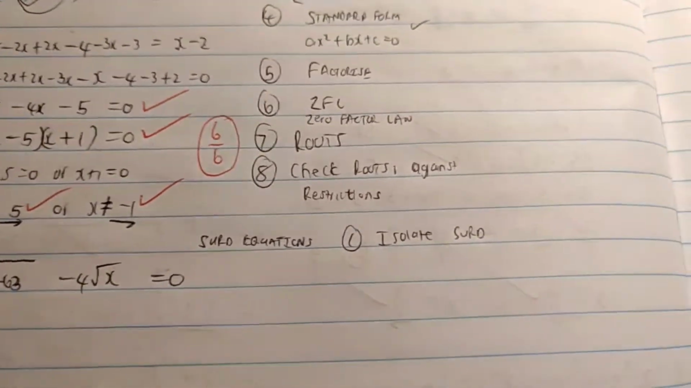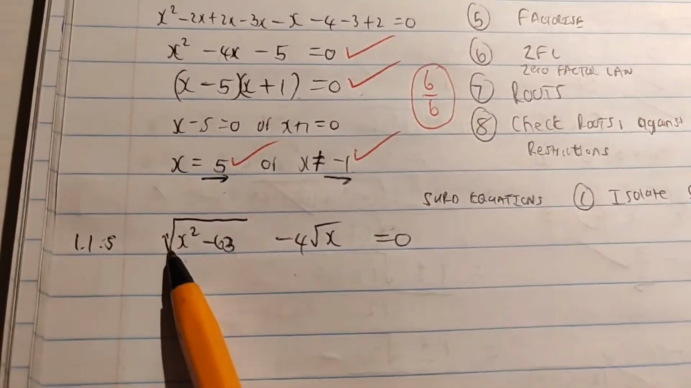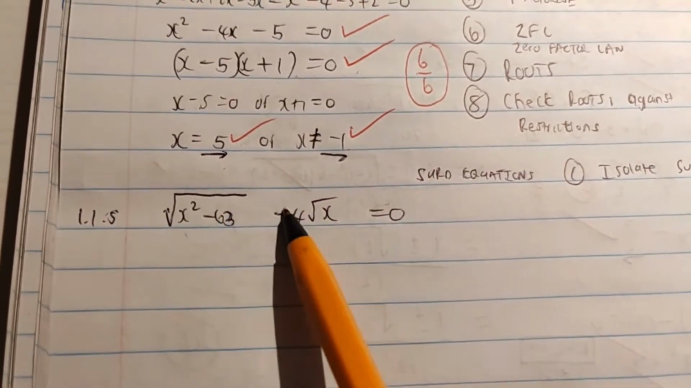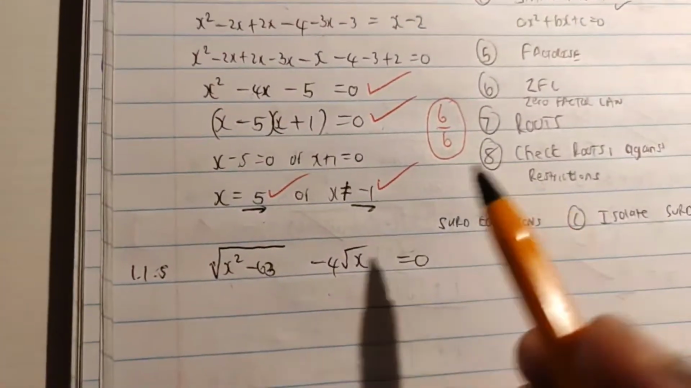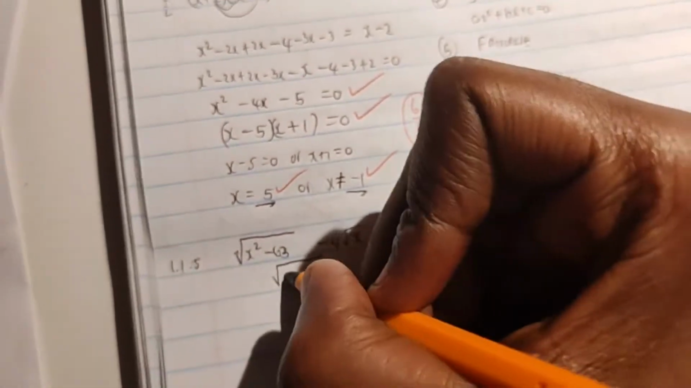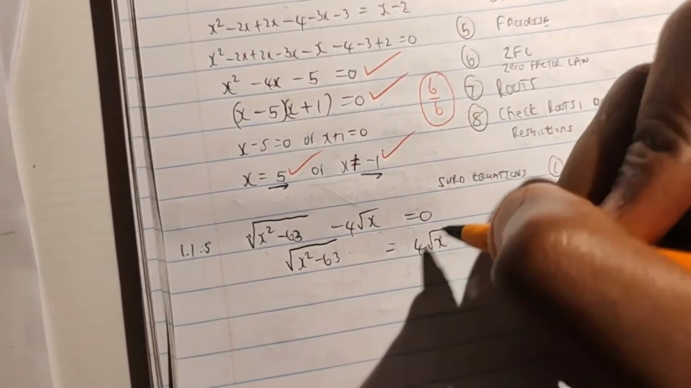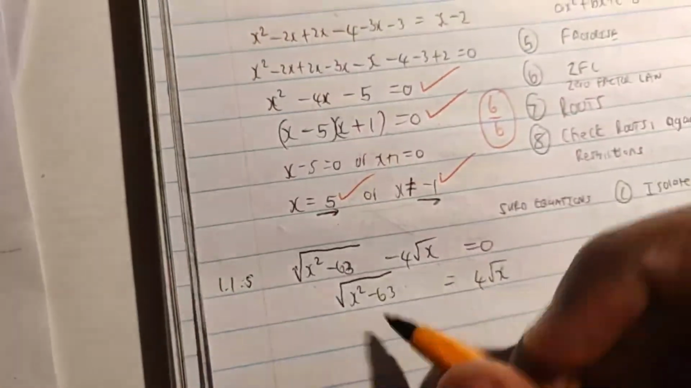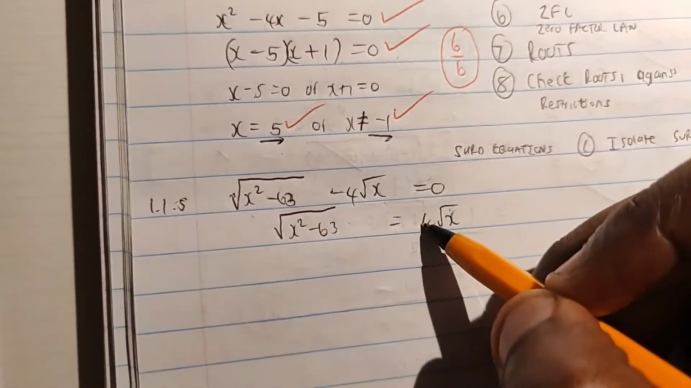Isolate the surd. The word isolate means the surd must be alone. So here currently we have the square root of x squared minus 63, but there is another term, minus 4 into root x. So currently you could say two terms of surds are isolated, but I think we can do one better, which is to literally isolate the square root of x squared minus 63 alone, and then 4 root x. See, when the negative 4 root x goes over, it becomes positive 4 root x.